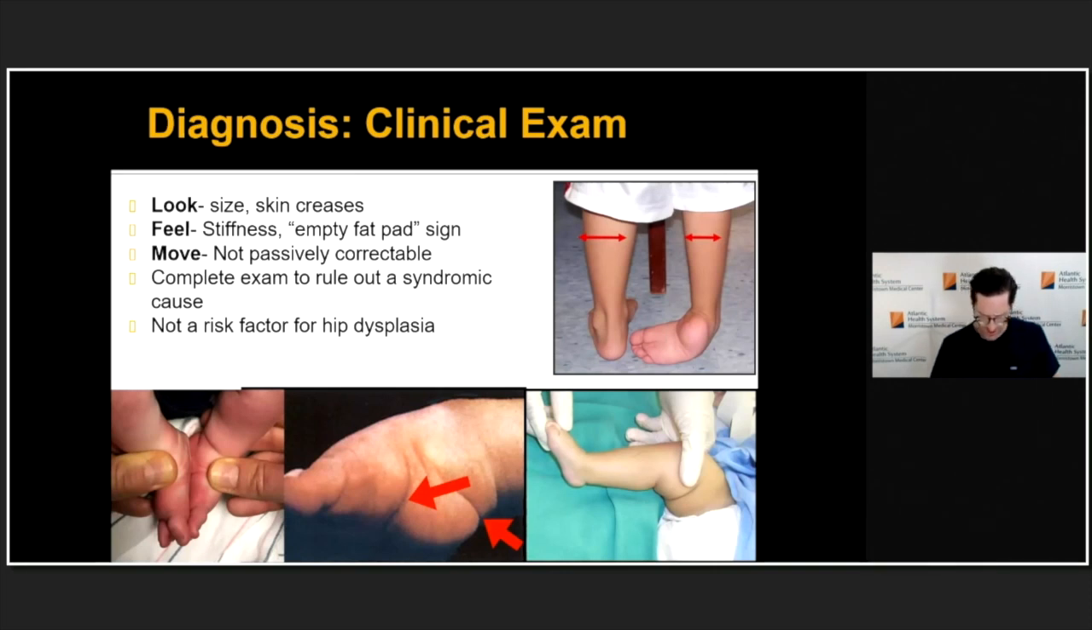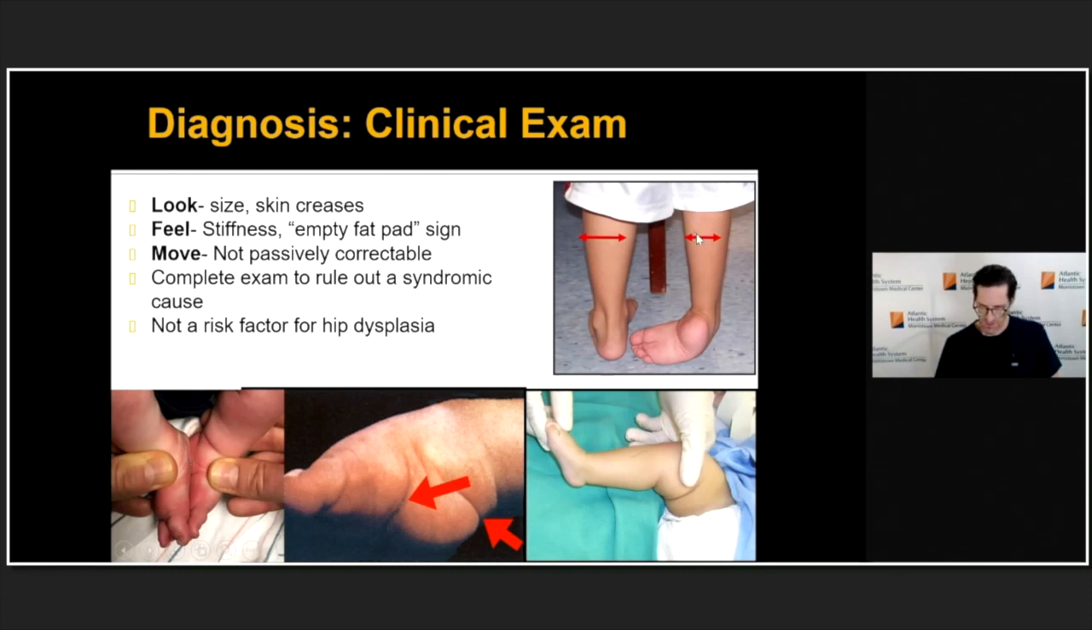How about the diagnosis of clubfeet? This is a clinical diagnosis, and what we want to do during our clinical exam is basically look, feel, and move the foot. What are we looking for? We're looking for the size. The clubfoot's always going to be a bit smaller, so if you have a unilateral clubfoot, the foot's always going to be a little smaller than the normal foot.